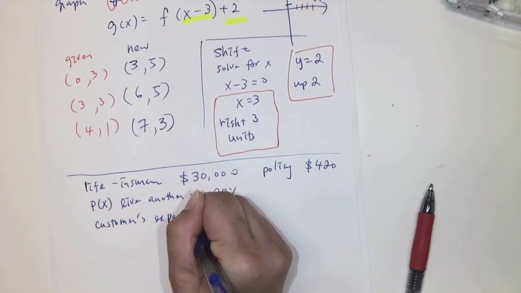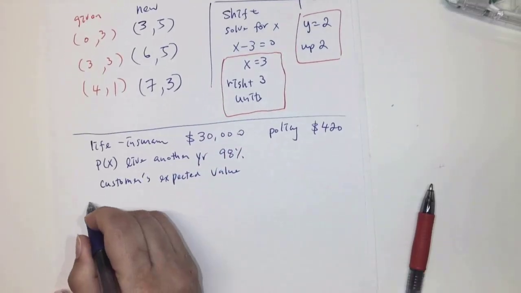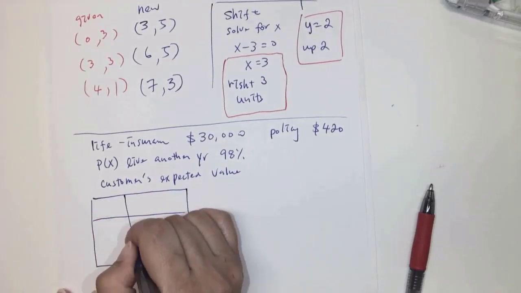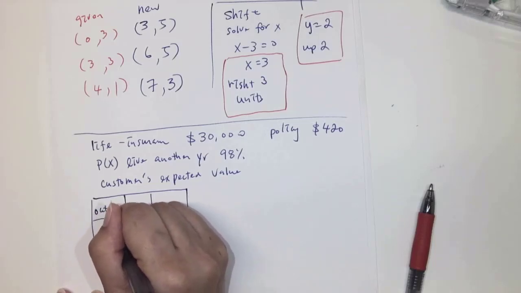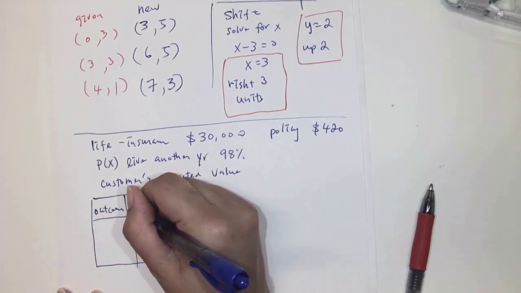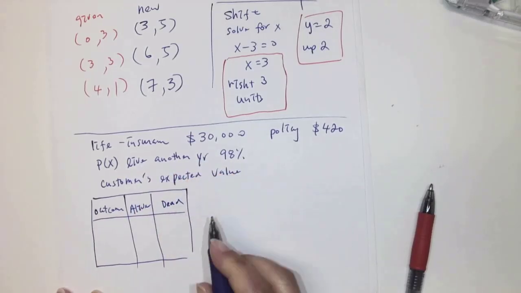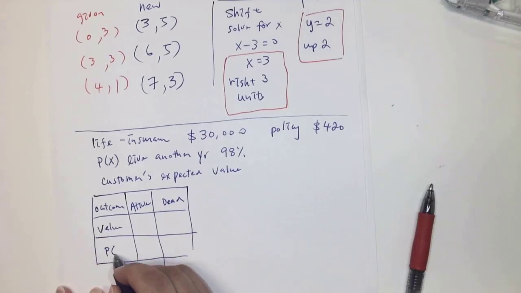So what is the customer's expected value? Okay, so we can have two different outcomes. What kind of outcome can we have? They can stay alive, they can die, and then we need to list the value and the probability.